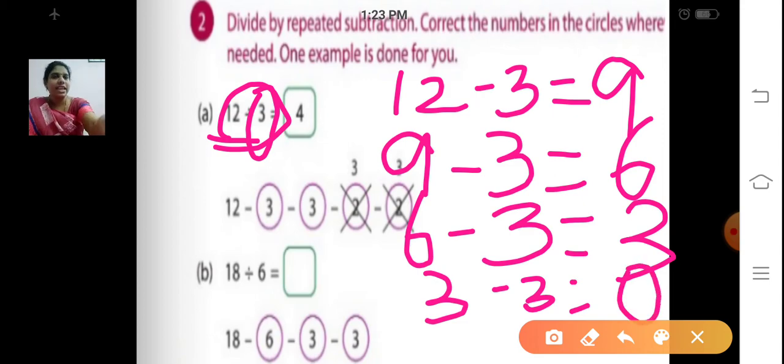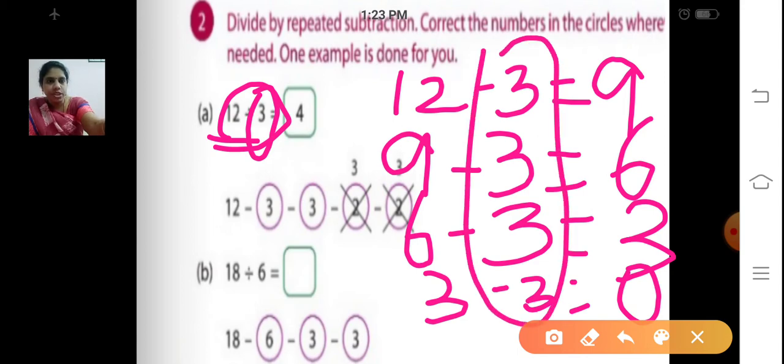Can we write like this? 12 minus 3 minus 3. So how many times have we subtracted 3? 4 times. So write like that. 4 times you write minus 3, minus 3. Here you have to write minus 3. They have written 2, so that is wrong. So minus 3, again one more minus 3.